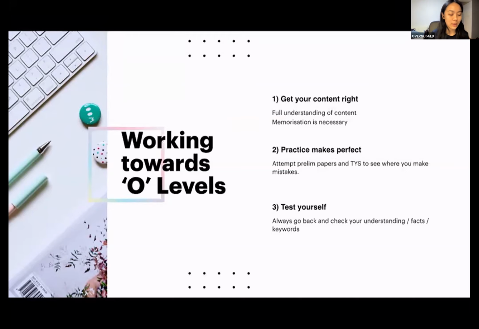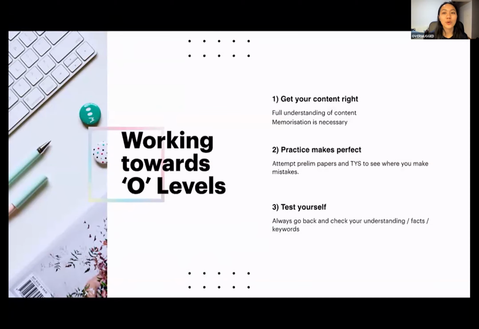If step one is not there, the understanding of your content, then steps two and three that are listed here, the practice makes perfect and testing yourself, wouldn't work. It wouldn't actually help. Without a good understanding of your content, if you go and do practice papers and TYS, it doesn't help, because you don't exactly know what you're answering, you don't have the keywords. So make sure you get a full understanding of the content right. There's still time, I just want to stress that. And as I mentioned just now, memorization is essential. But you don't just memorize, you understand, then you memorize the keywords.